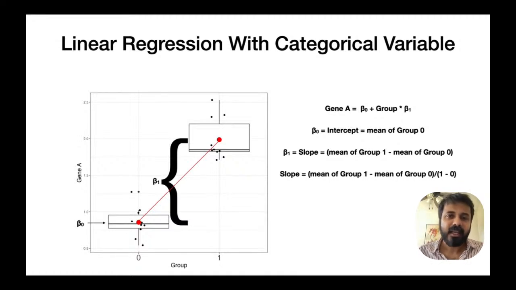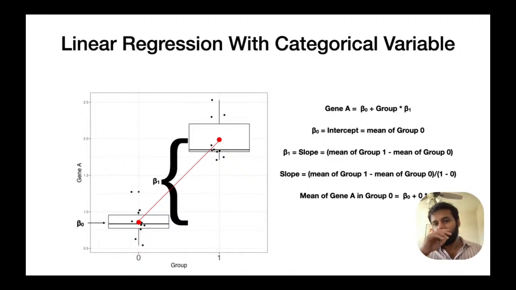Now, why does beta 0 correspond to the mean of group 0, whereas beta 1 corresponds to the difference in these two means? That just happens to be what ends up being the case when you fit a line that best fits these data. It just works out like that.